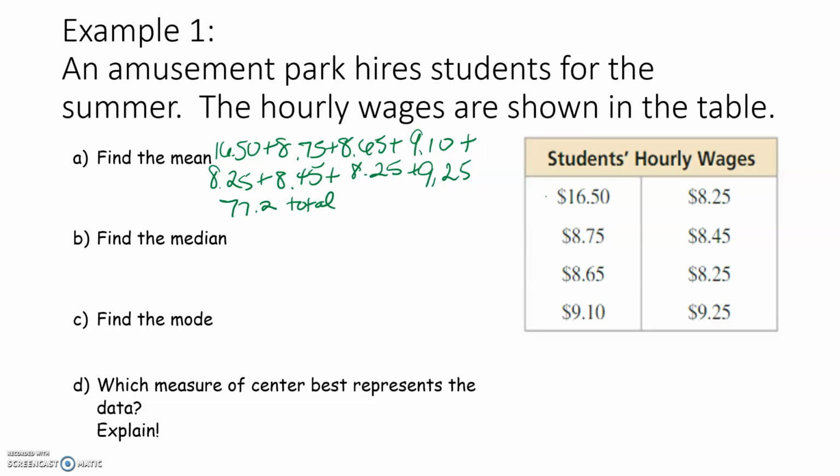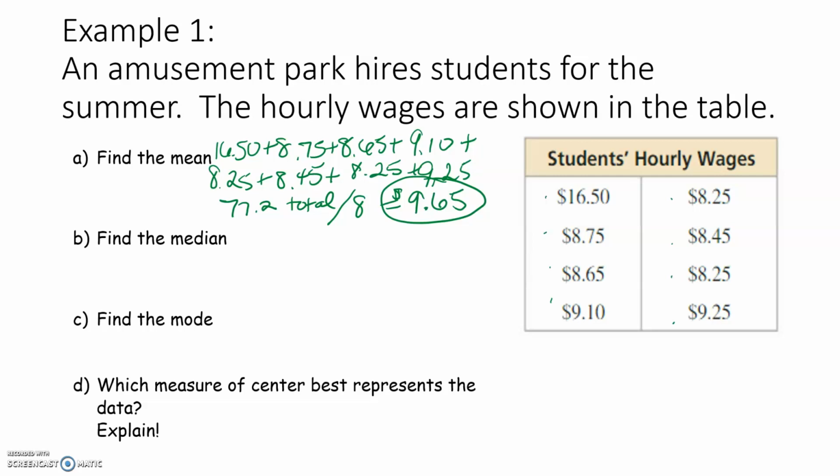That's our total. And remember, we take that total and we divide by the number of numbers that we have. So we have 8 numbers in our table. So I'm going to divide that by 8 and we get $9.65. Okay, so that's our average wage for an amusement park.